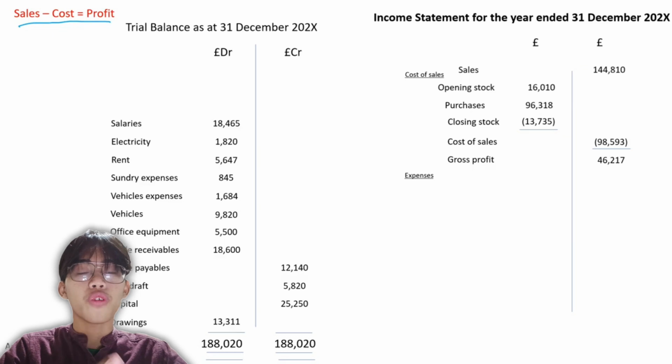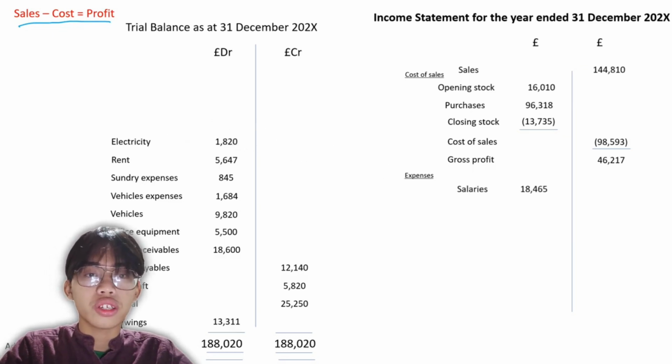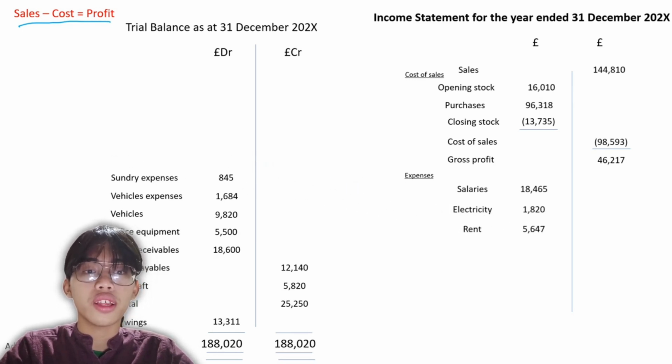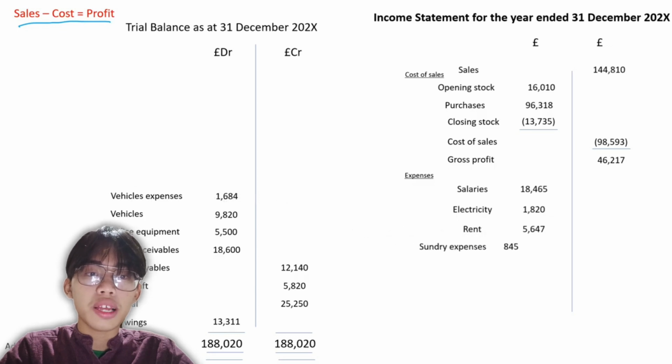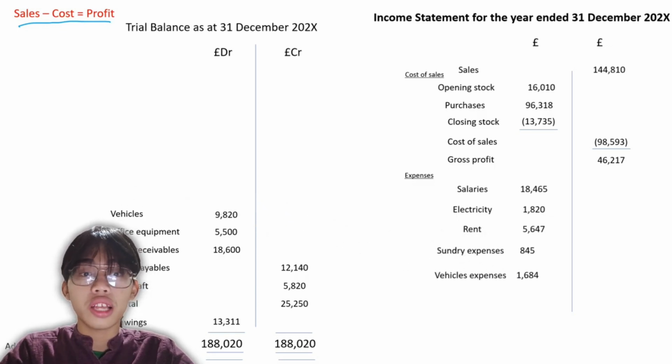Expenses include, of course, salaries, which is 18,465. The next is electricity, which is 1,820. Then rent, 5,647. Then sundry expenses, 845. Vehicle expenses, 1,684. And of course, we will get the total, which is 28,471.